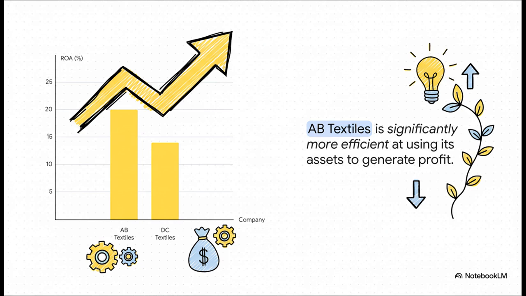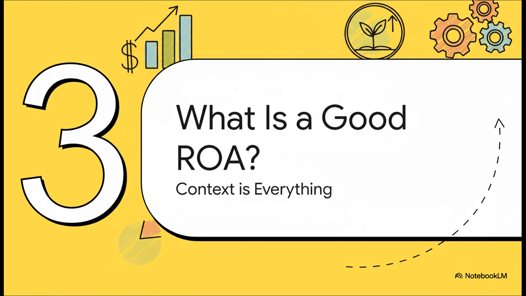AB Textiles is just flat out the more efficient company. All right, so 20% beats 14%. That part's a no-brainer. But hang on a second. Is 20% actually a good number, like in the grand scheme of things? Because that's the next critical piece of this puzzle.